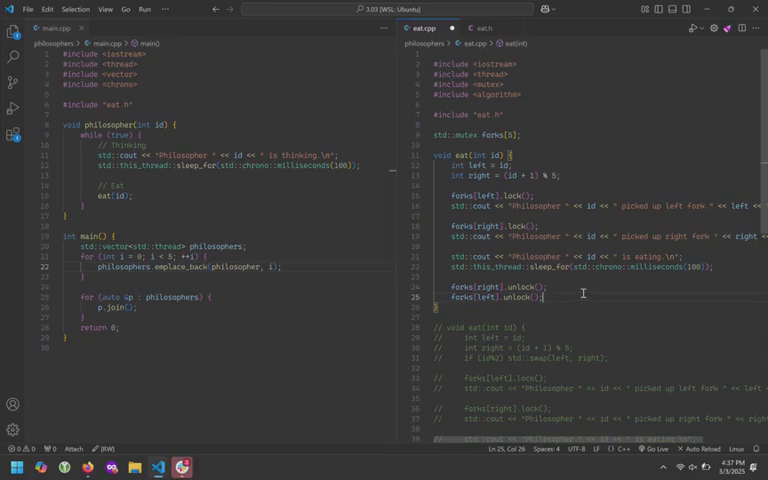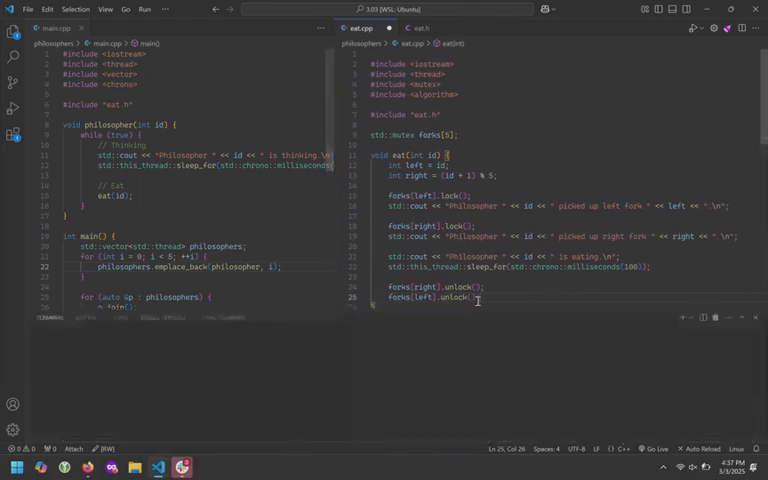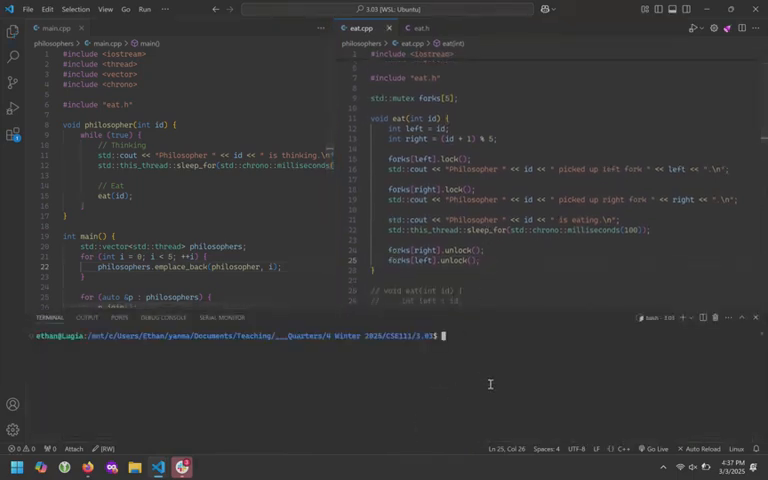Then we unlock both chopsticks, same thing as putting them down. Okay, so now your goal would be, really quick, let me run this just so you can see that it does deadlock. So I'll cd into philosophers, g++, main, eat.cpp.